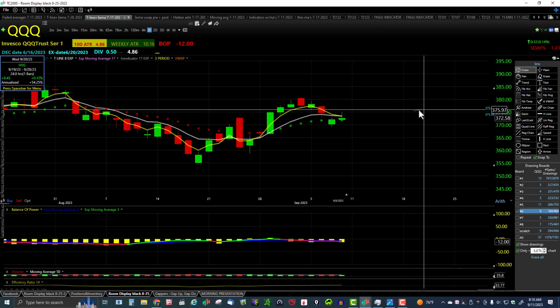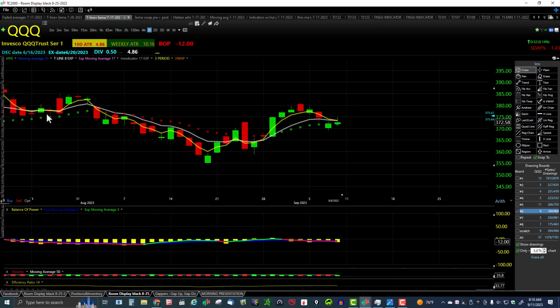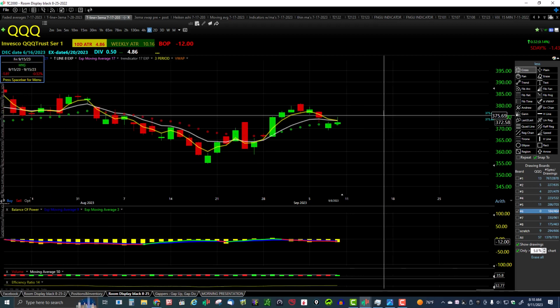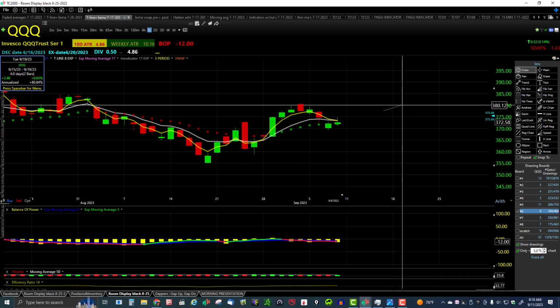All right, so we're looking for this to clear this minor resistance area right here. This would be minor resistance, a little bit of minor resistance right there. So if QQQ starts clearing this 377.41, it's a good chance we're going up here to tackle 380.